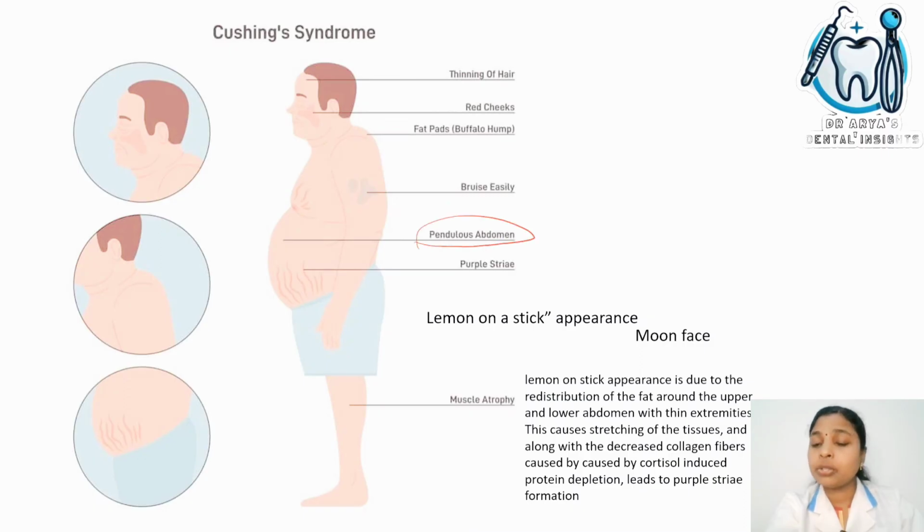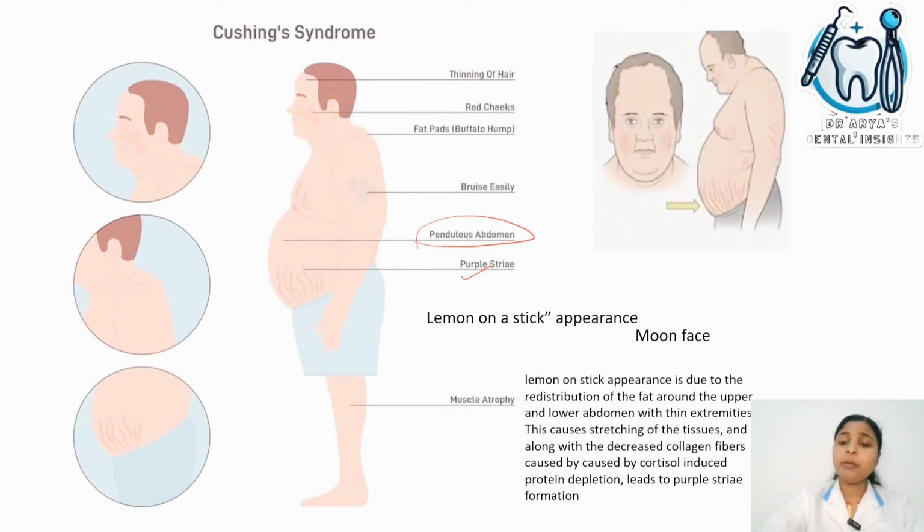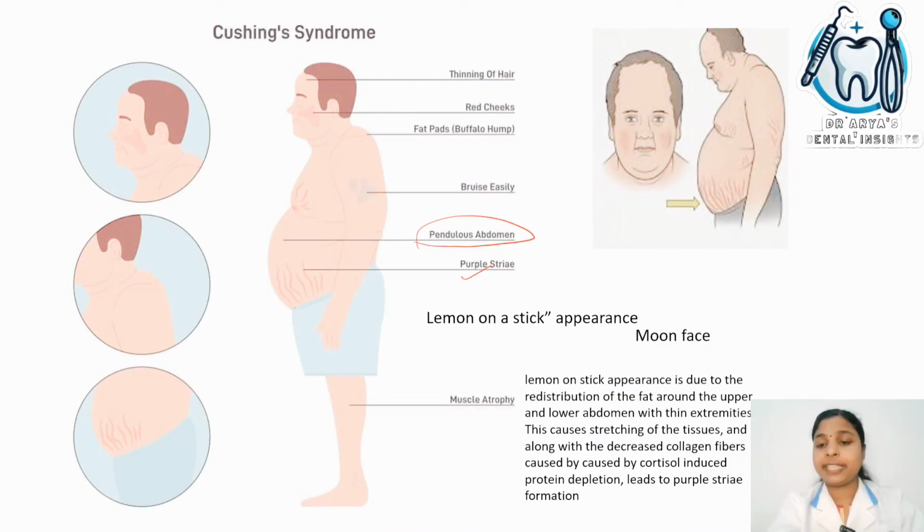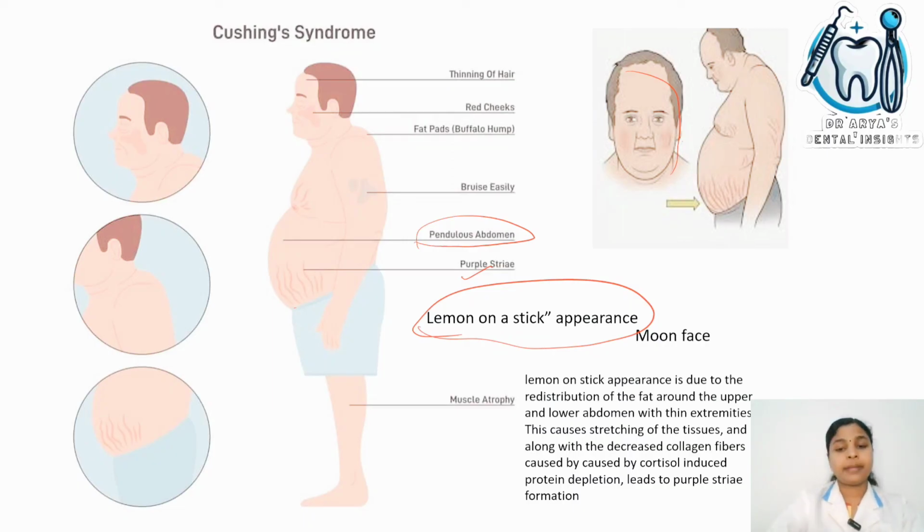And here this is the pendulous abdomen. Okay, or truncal obesity is seen. Then purple striae is seen, and also there is muscle atrophy. So one more feature here, this is the moon face. Okay, so moon face is also a feature of Cushing syndrome, and also lemon on stick appearance is seen in Cushing syndrome. So it is due to the redistribution of fat around the upper and lower abdomen with thin legs. So that is the lemon on stick appearance.